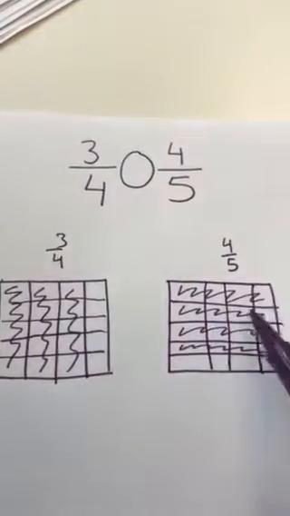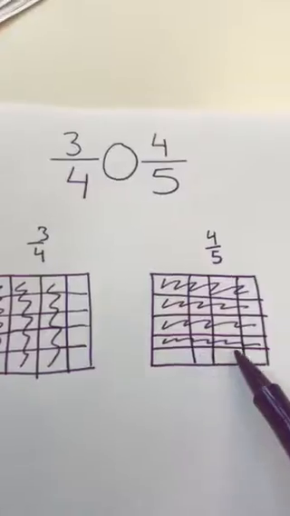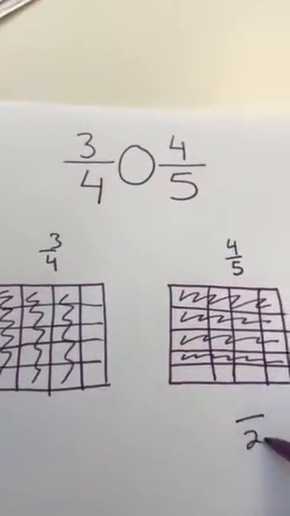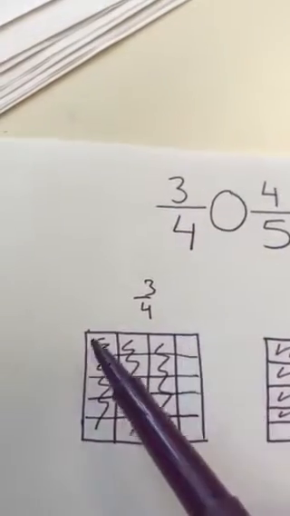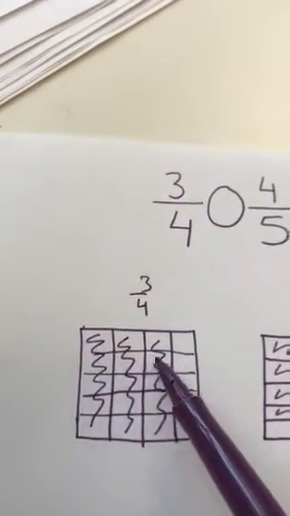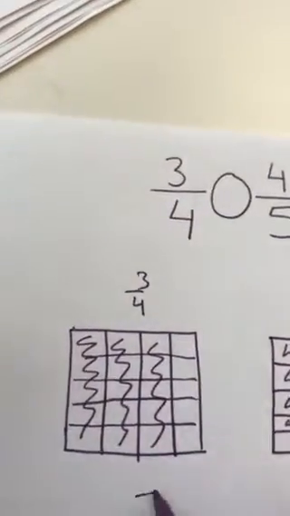1, 2, 3, 4, 5, 6, 7, 8, 9, 10, 11, 12, 13, 14, 15, 16, 17, 18, 19, 20. So both of these have been divided into 20ths. Let's prove it with this one too. We've got 4, 8, 12, 16, and 20.